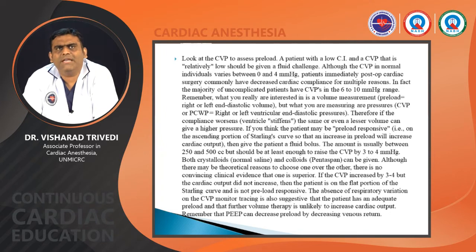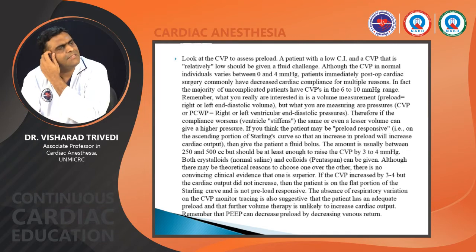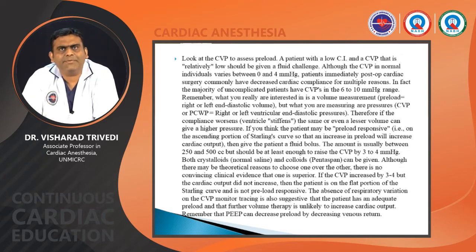One important thing here is preload. First you look at the CVP, which will assess your preload. Now the important point is that we actually want to assess preload volume, but what we are measuring is basically a pressure. So in case of low compliance of the right ventricle, you can see that the CVP is on the higher side, but still the volume is not up to the mark, the preload is still not satisfied.